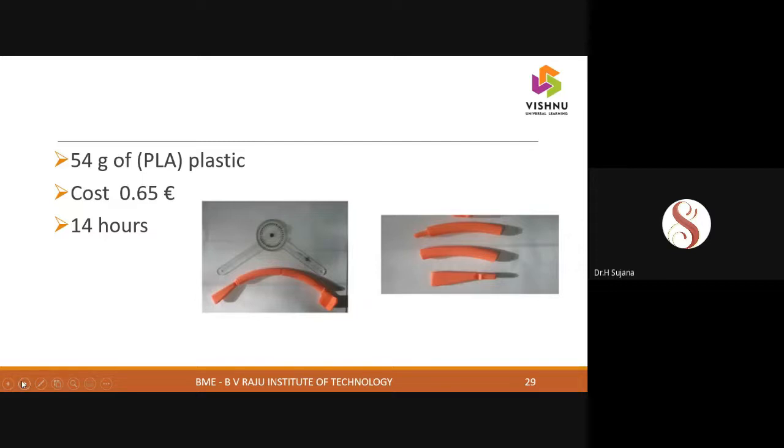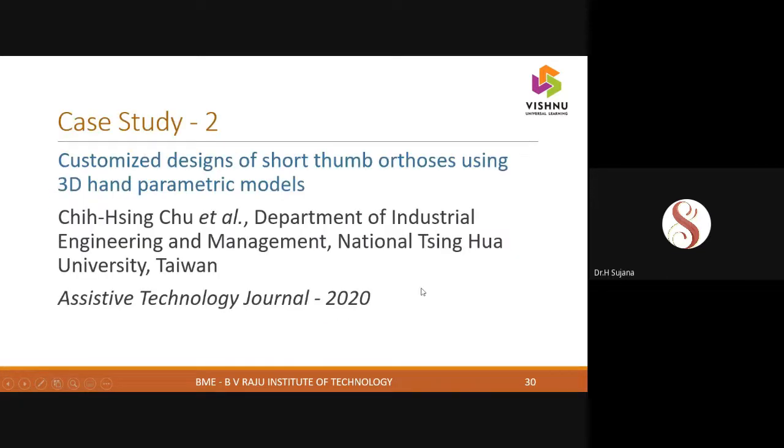And the lady was very happy with it and she started using it. So this is one case study. So let me go to the second case study. The second case study is from researchers from Taiwan. Taiwan is almost like India, like it's a third world country. They were not getting customized assistive devices.